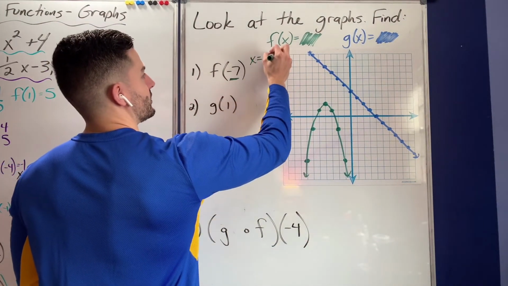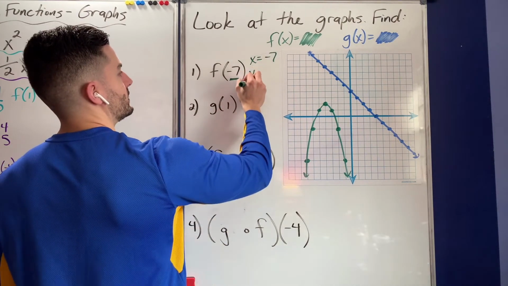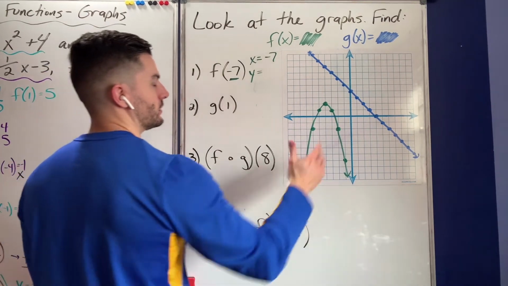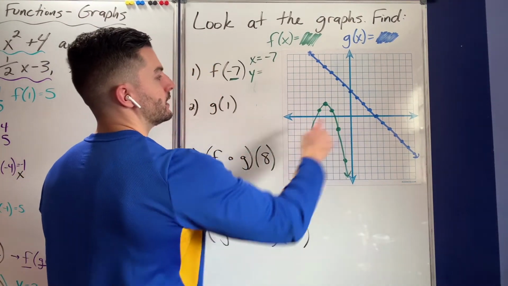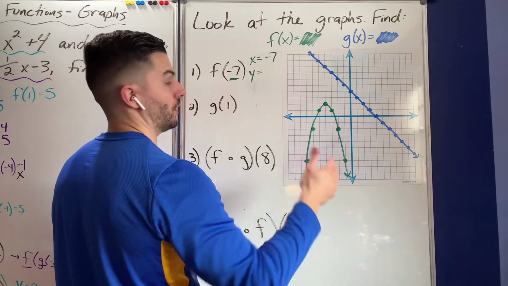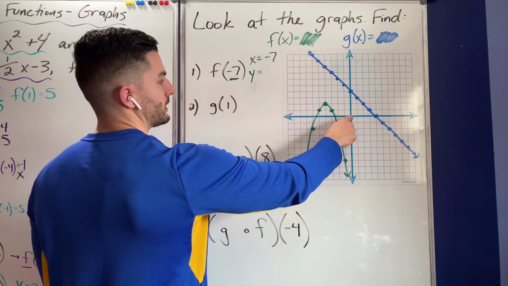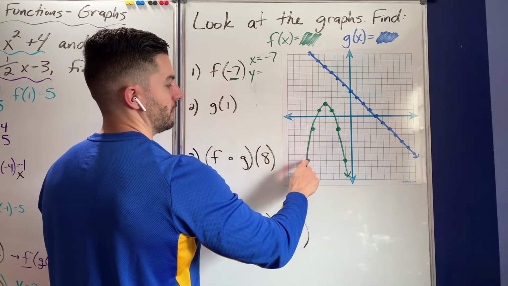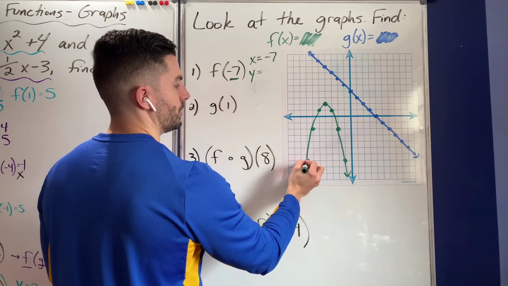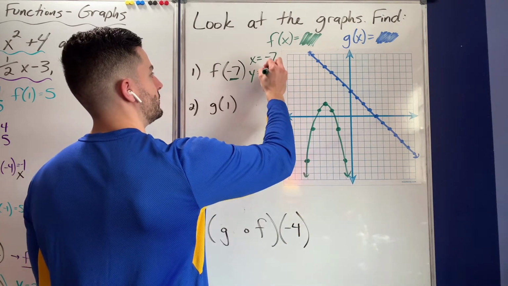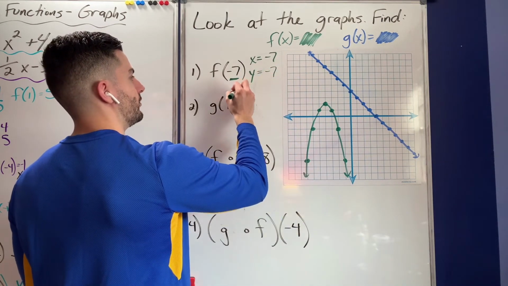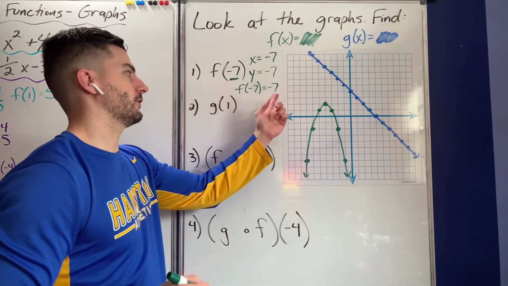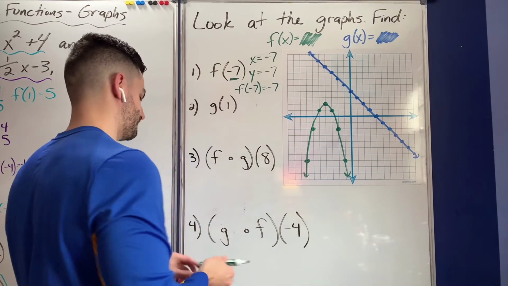But -7, so what this is asking is, when x is -7, what's the y value that corresponds with that? We look at this graph, and the f equation is this one. When x is -7, that will be over here. Then I go down, and the y value here also ends up being -7. So we'd say f of -7 equals -7. That's the x value, and that's the y value that goes with it.